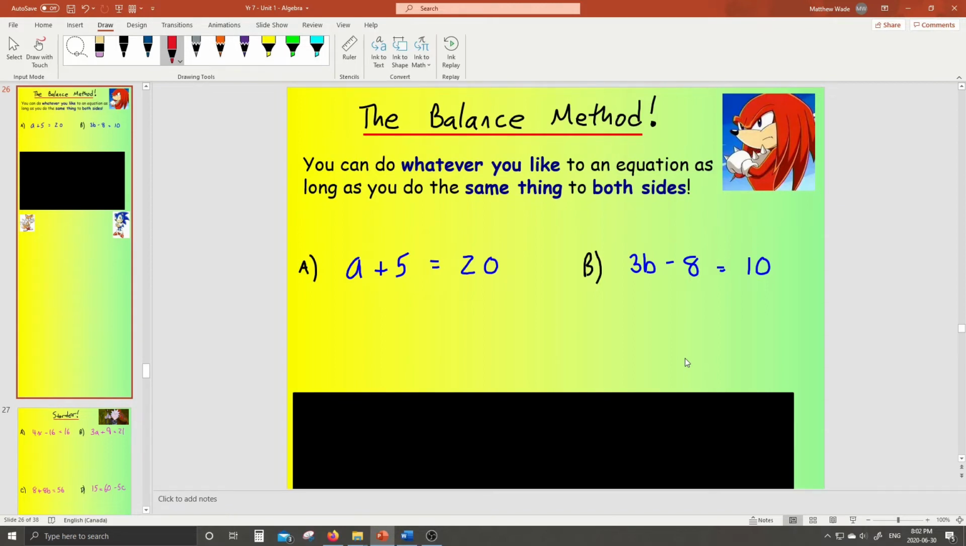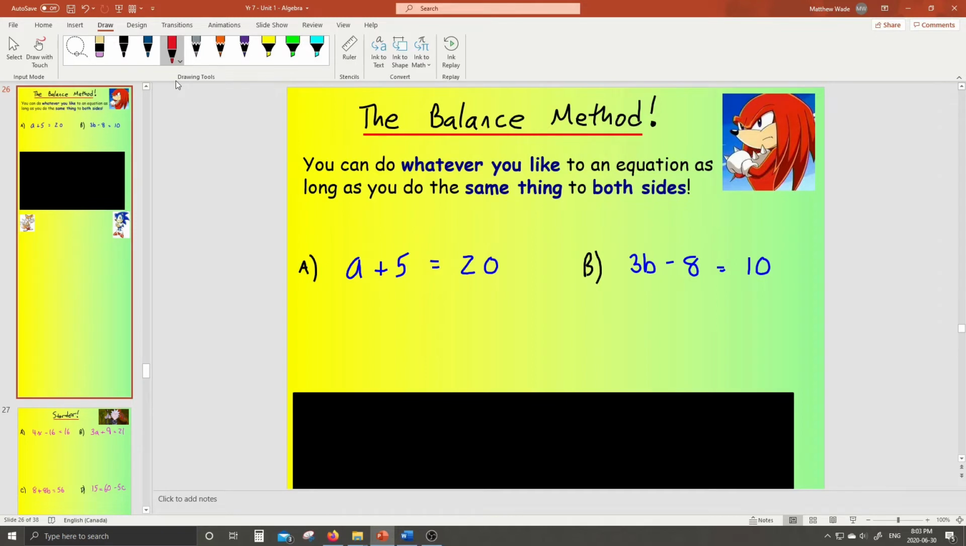Now, here's what you're going to have to do. Maybe you should do these ones in your book too. First question, it just says a plus 5 equals 20. Now, I know, you're already like, oh, it's 15. We've already done that question. And you are right, it is just 15. But here's what you're going to do. Put it in your book to begin with, okay? So write down a plus 5 equals 20. When they get hard, you're going to have to use this cool balance method, and I'll show you how it works. Here's what you do.